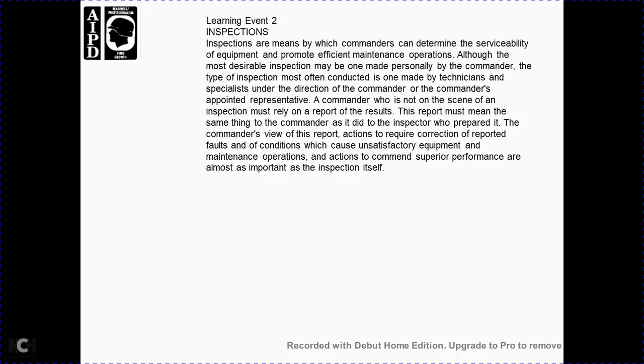Learning event 2, inspections. Inspections are means by which commanders determine the serviceability of the equipment and promote the efficient maintenance operation. The most desirable inspection may be the one made personally by the commander, but the type of inspection must often be conducted by a technician specially directed by the commander.